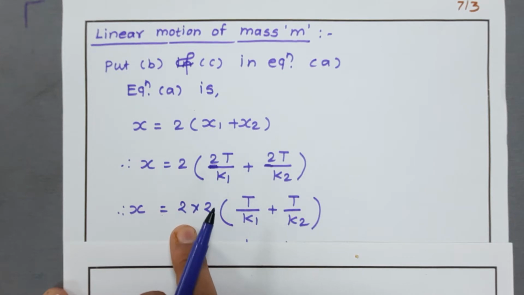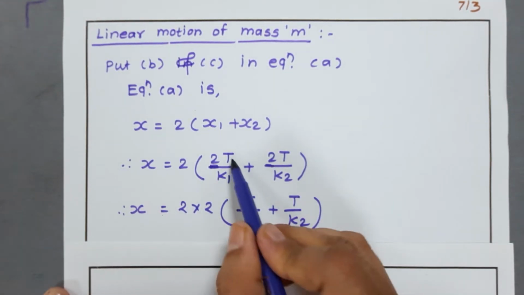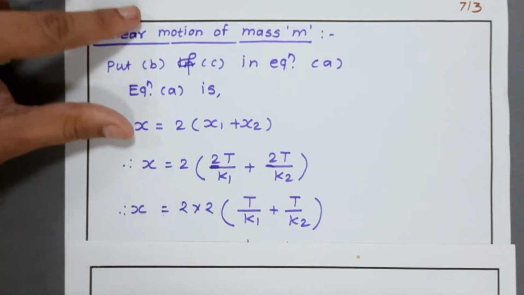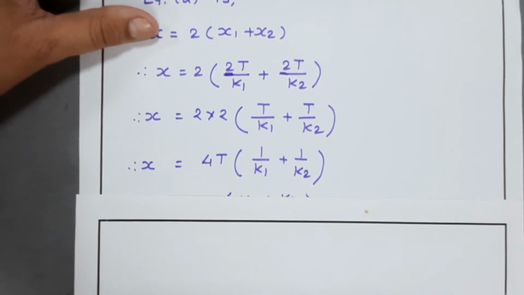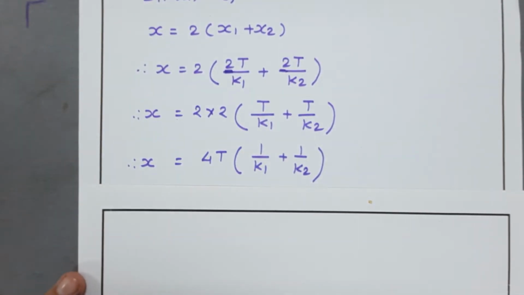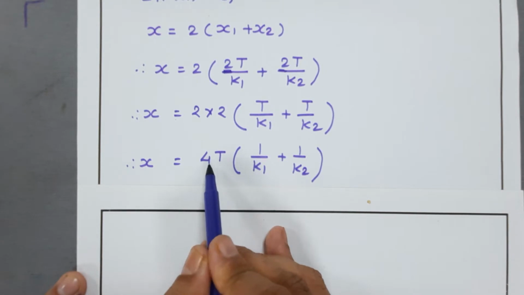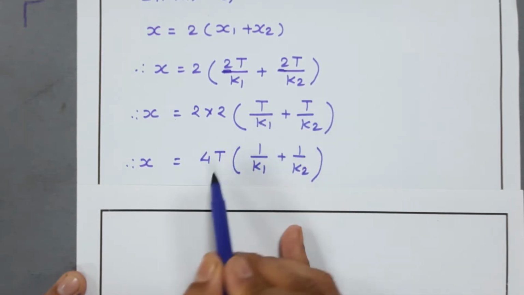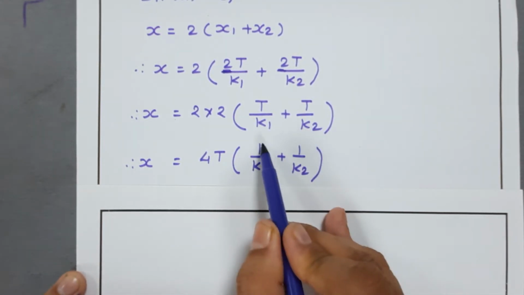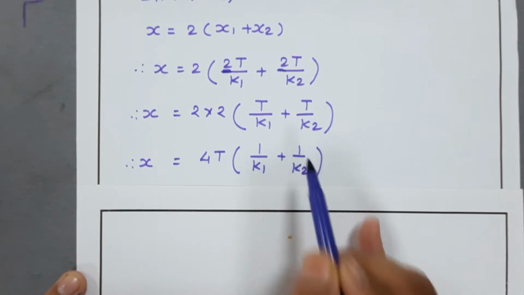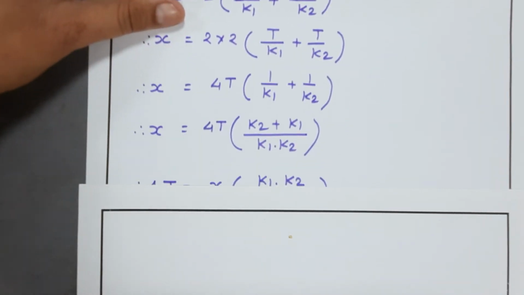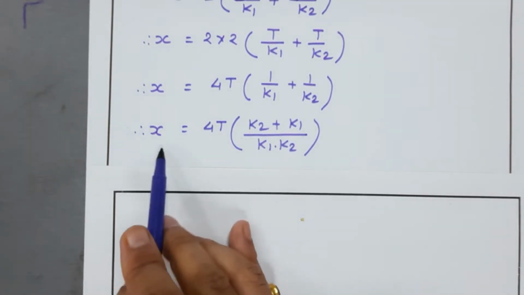So outside the bracket we have 2 into 2 into bracket, remaining t upon k1 plus t upon k2. Now further, if you take this step here, we have x is equal to 2 into 2, 4. Again I take t common from this. So here 4 into 2 into bracket 1 upon k1 plus 1 upon k2. Now further, x is equal to 4, 2.